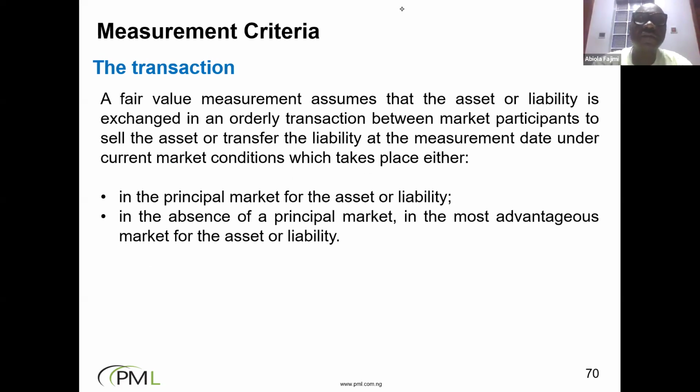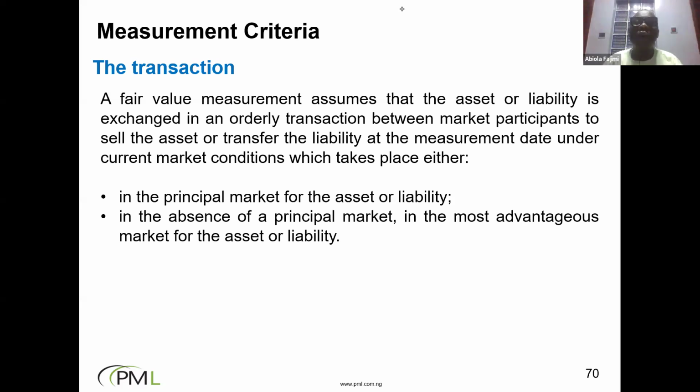Then the transaction. A fair value measurement assumes that the asset is exchanged in an orderly transaction between market participants to sell the asset or transfer the liability at the measurement date. It is assumed that when you are estimating the fair value of those assets, it is determined in an orderly transaction between the market participants. So it's assumed that this transaction is taking place in a very orderly manner. It is not being sold, for example, under duress. You are not being compelled. You are determining the fair value under normal situation, no pressure.